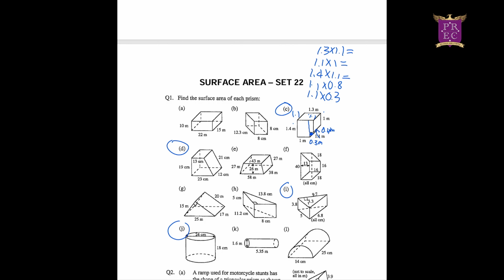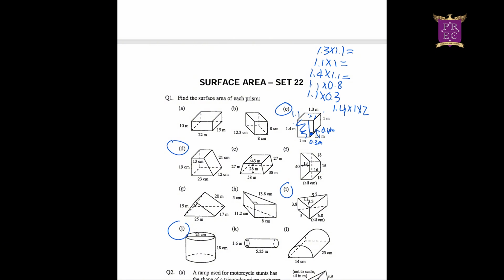So what's the area of this shape over here? It will be 1.4 times by 1, which is 1.4. Okay, we'll just put it over here, 1.4 times by 1, and we'll need to times it by 2, because there are two sides like that, because at the back we've also got a shape just like this, times it by 2. Okay, now we've also got this little rectangle over here.